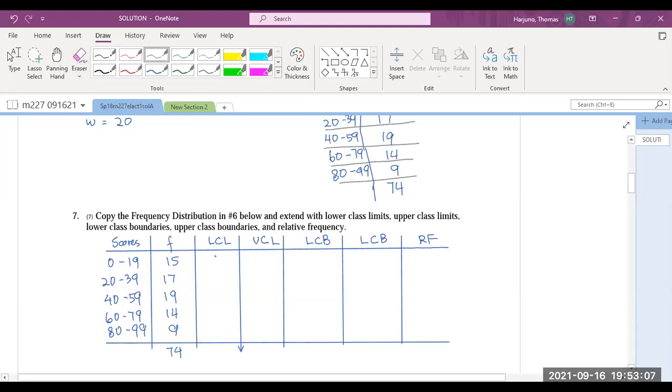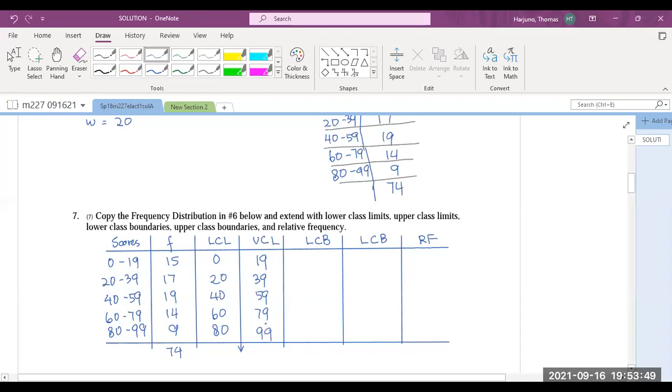Now, what is the lower class limit here? Anybody can help me with this? 0, and then 20, 40, 60, and 80. This one column here is your one point. Easy, right? Now, how about the upper class limit? 19, and then 39, 59, 79, and 99.